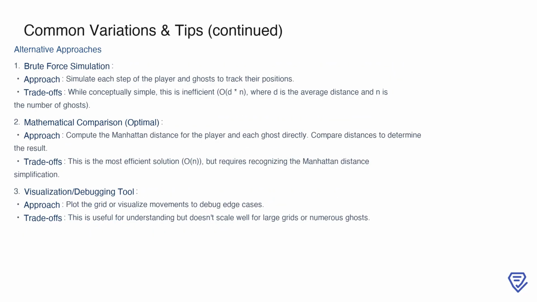Now let's examine alternative approaches to solving the problem. One option is brute force simulation, where you simulate each step for both the player and the ghosts, tracking their positions over time. While this approach is conceptually straightforward, it's highly inefficient, with a time complexity of d*n, where d is the average distance and n is the number of ghosts. A more optimal approach is to directly compute the Manhattan distance for the player and each ghost, then compare these distances to determine the result. This method has a time complexity of n, and leverages the problem's simplicity for efficient computation.